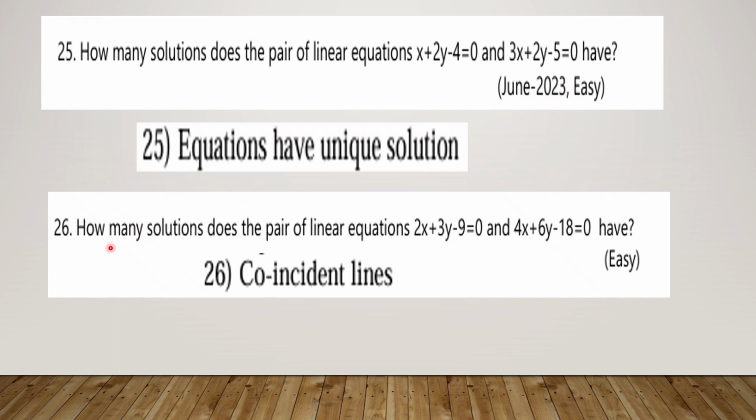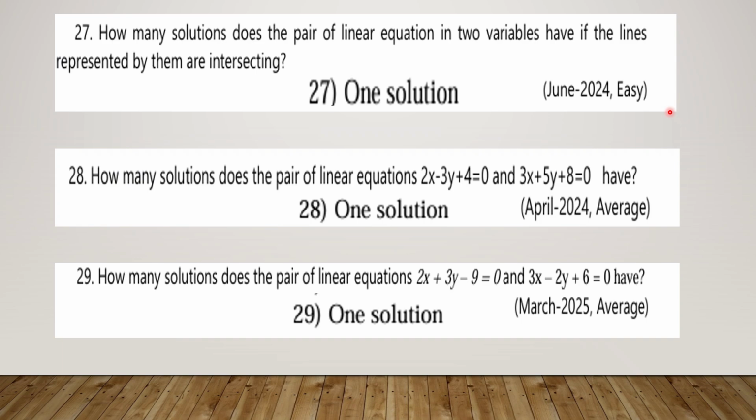Question number 26. How many solutions does the pair of linear equations 2x + 3y - 9 = 0 and 4x + 6y - 18 = 0 have? That is a coincident line. That was regarding the 1 mark question, so till the 26th. Next question.